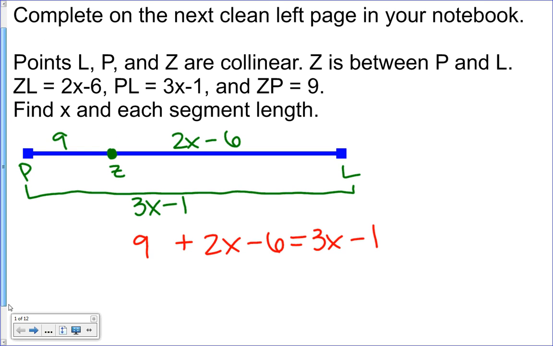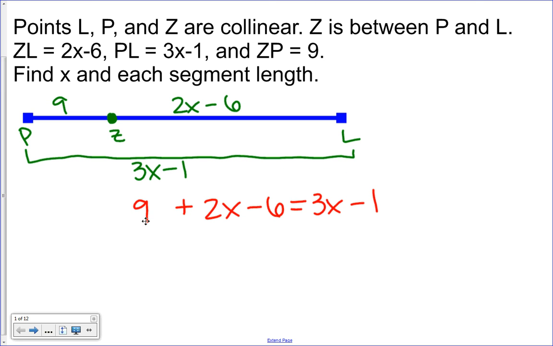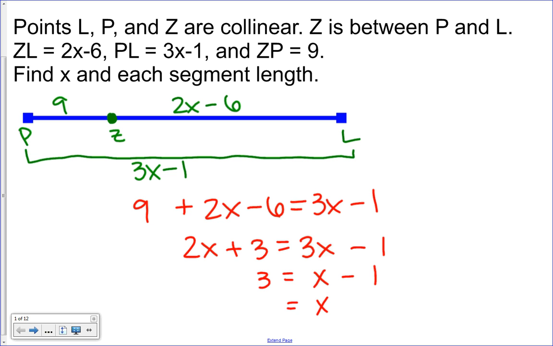When you solve this, make sure you combine your like terms first. So this 9 and the negative 6 need to go together. So it's really going to be 2x plus 3 equals 3x minus 1. If you subtract the 2x over, you get x minus 1 equals 3. And then moving the 1, x is equal to 4.